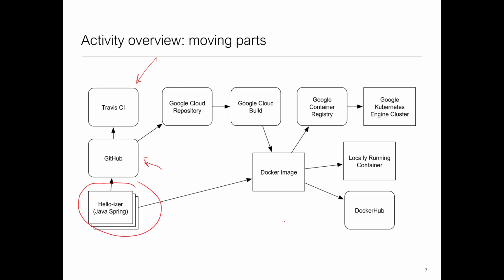We are creating Docker images. Those Docker images will be used to create locally running containers. We will store them on Docker Hub. We will also mirror GitHub to Google Cloud Repository. We will use Google Cloud Build as another continuous integration and build service. We will store images on Google Container Registry, and we will use Google's Kubernetes Engine cluster in order to actually create a Kubernetes cluster and run those containers based on those Docker images. So those are all the moving parts that we would see once everything is done.